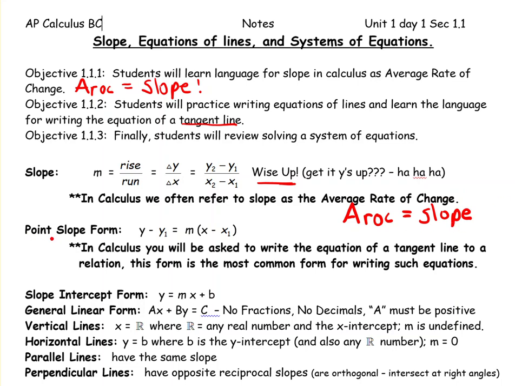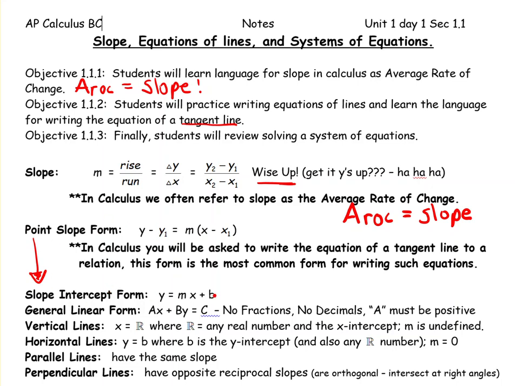A form that we will use a lot in calculus is this point slope form: y minus y1 equals m times the quantity x minus x1. In calculus, you will be asked to write the equation of a tangent line to a relation. This form is the most common form in writing such equations. You don't need to take this point slope form and change it into slope intercept form unless a question specifically asks you to, or if there's some advantage to you doing it.